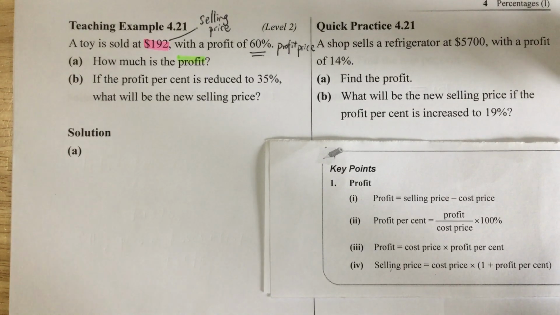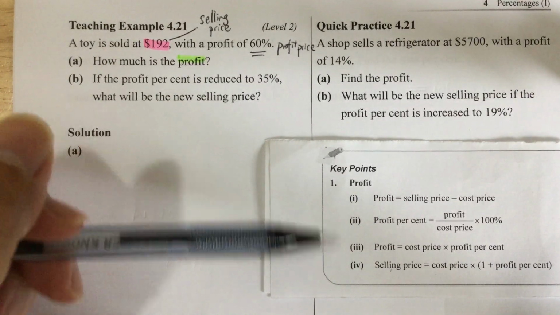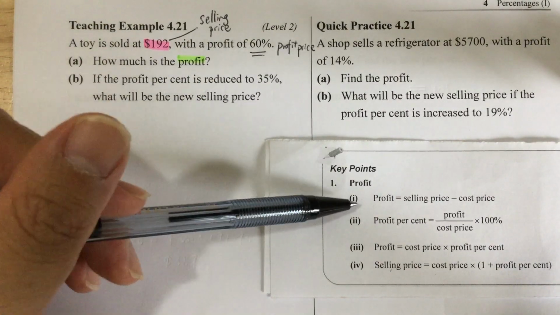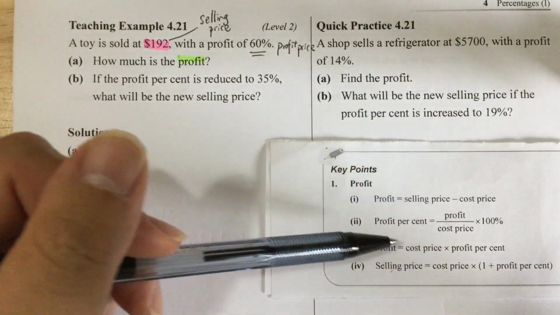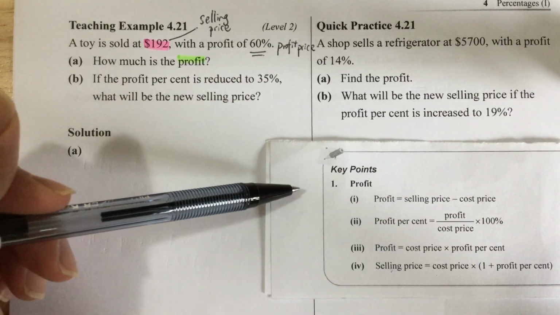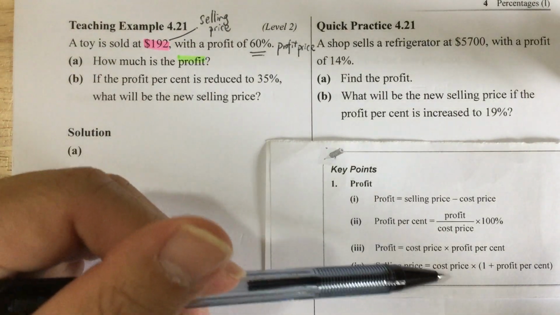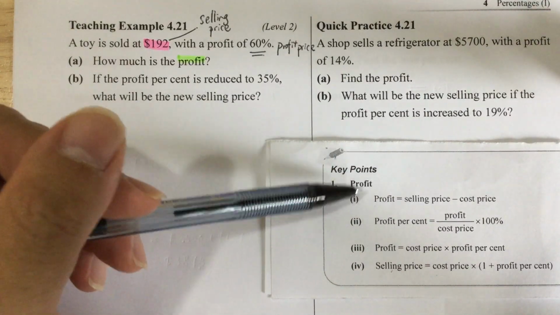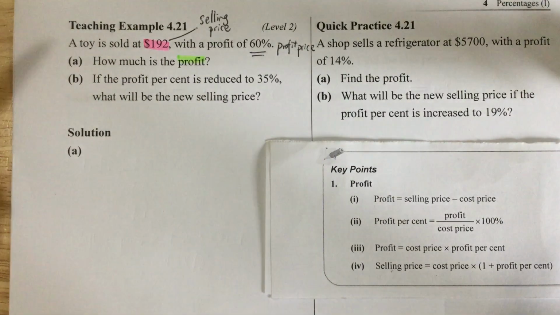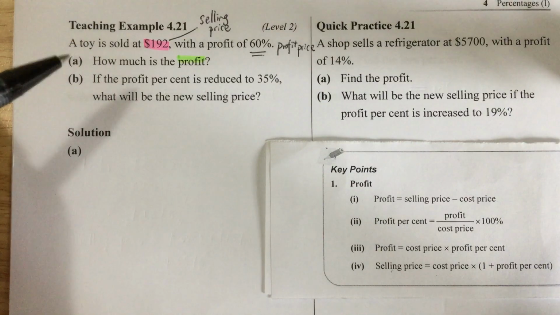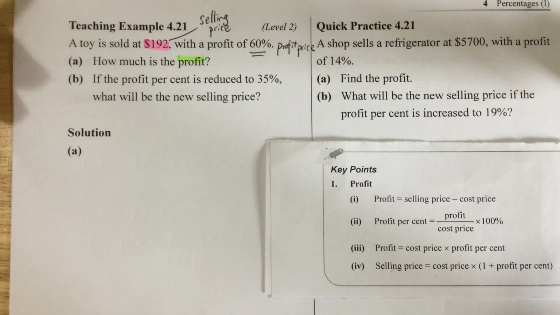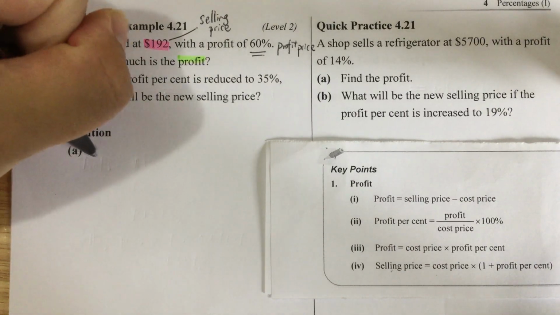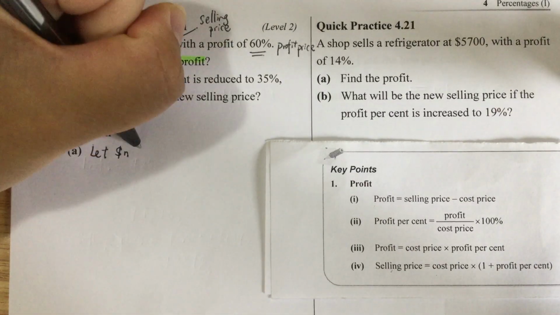But now look at the question. Among the formulas we have, there is no formula that gets the profit directly from the selling price and the profit percent. Because for the profit, you must have the cost price in every formula. So what we can do is first calculate the cost price by formula 4, and then use formula 1 to find the profit the company gets. Once again, you must let n be the cost price.